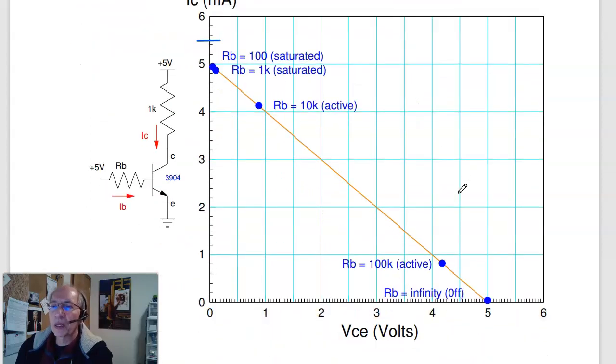And if you plot those operating points, oddly enough, they all fall on the load line right here. This is when IB equals 0. As IB increases, I move up the load line, and I try to go left of the x-axis, but I can't. I saturate at about 0.2 volts.